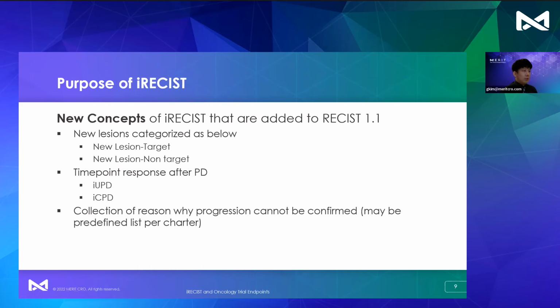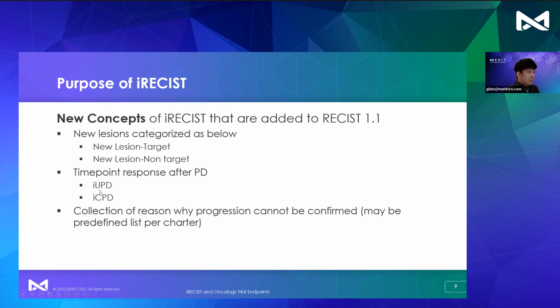But there are a few new concepts or added algorithms or rules added to iRECIST on top of RECIST 1.1. The first is how we handle the new lesions. The new lesions are now categorized into two different categories: the new lesion target and also the new lesion non-target. And then the time point response after the initial PD is handled slightly differently.